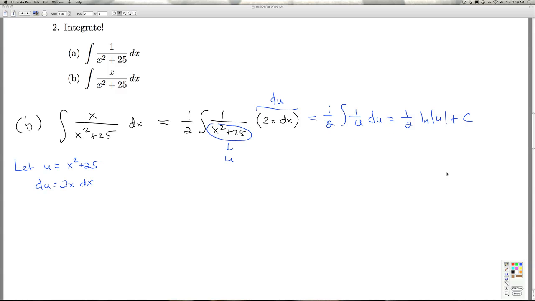Now, in the land of x's, this is 1/2 natural log absolute value x squared plus 25 plus c. Now, do I really need these absolute values? Well, no. Regardless of what x is, x squared plus 25 is going to be a positive number, and so I get 1/2 natural log of x squared plus 25 plus c. So that'll do it for part B.